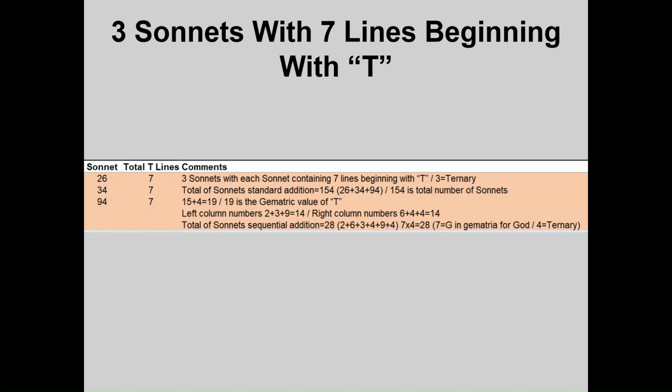Continuing on, here we have the 3 sonnets that each contain 7 lines beginning with the letter T. Beyond the Christian numerology, these 3 sonnets total 154 using standard addition, which is obviously the total number of the sonnets. 15 plus 2 equals 15 plus 4, equals 19, the geometric value of T, literally the crux of this table. Also note that the left-hand column numbers 2, 3, and 9 total 14, and the right-hand column numbers 6, 4, and 4 also total 14 for a double score of EOs. This is extremely clever, I think, and I hope you agree.